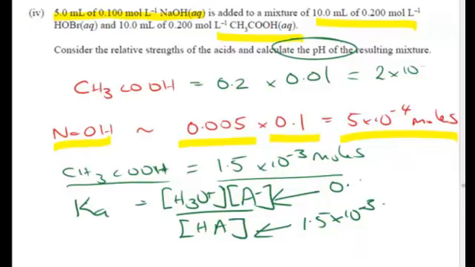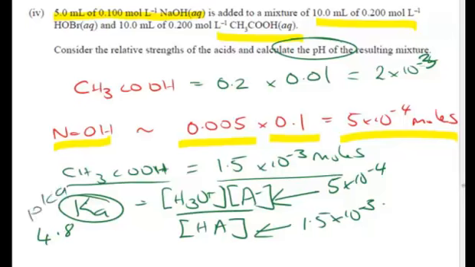I'll just write it 5 times 10 to the negative 4 rather than writing it like that, and that's just the amount that adds up to 2 times 10 to the negative 3. And then we already can work out Ka, which is approximately 4.8 is the pKa, and if we turn that into a Ka we get something like 1.58 times 10 to the negative 5.